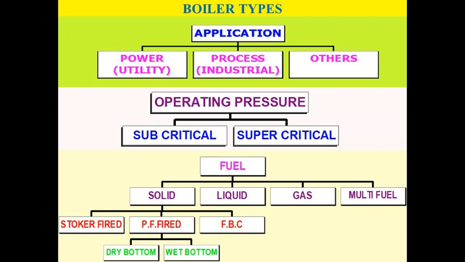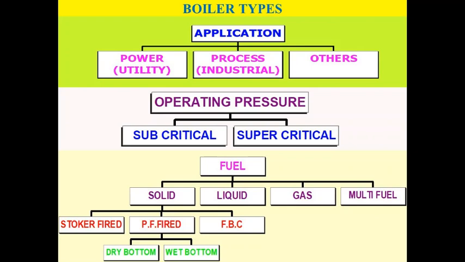We can have operating pressure wise subcritical or supercritical units. This is based on the critical pressure for the water steam domain, which, as you know, is 374 degrees centigrade at 221.2 kg per centimeter square pressure. Fuel wise, we can have solid fuel firing system, liquid fuel firing system, gas firing system, or multi-fuel firing system.